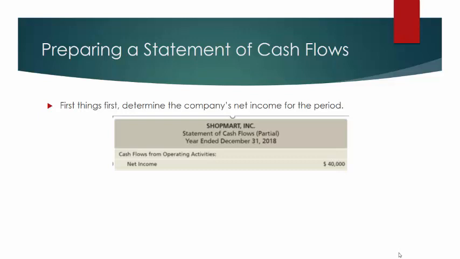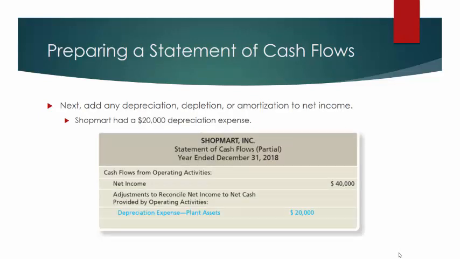And to do that, you start with your net income, which you're going to take directly from the income statement. So ShopMart had $40,000 in net income for the year ended December 31st, 2018. We have that listed. Now we need to adjust it. Well, what are we going to do to adjust it? We have to think about how things changed our net income that wouldn't change our cash balance.